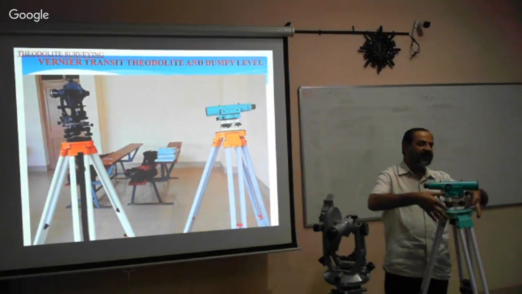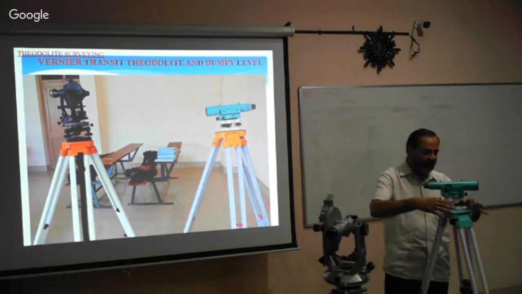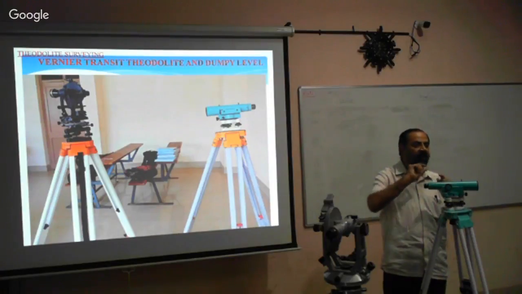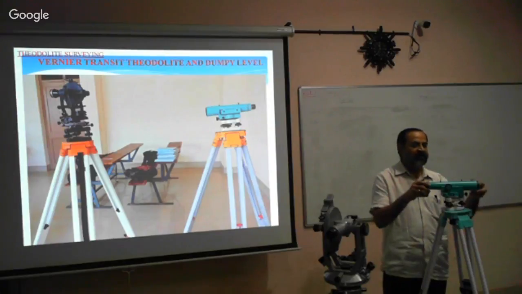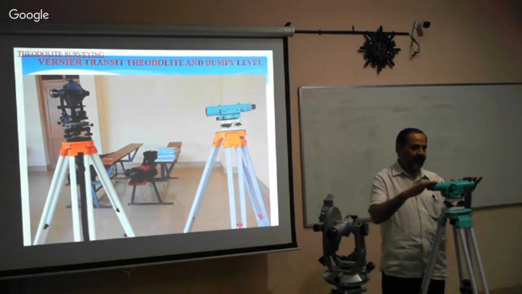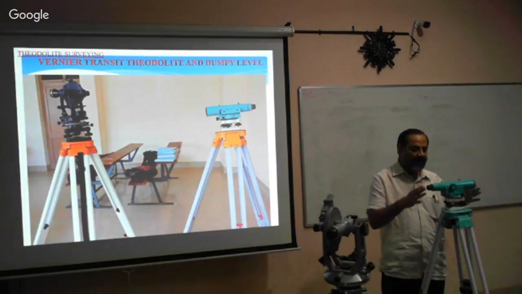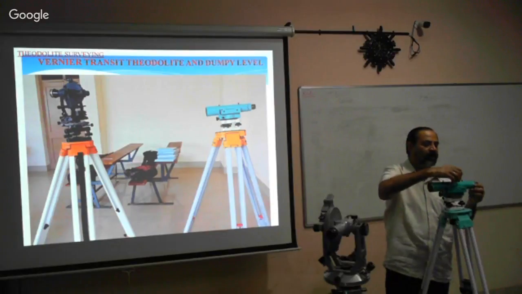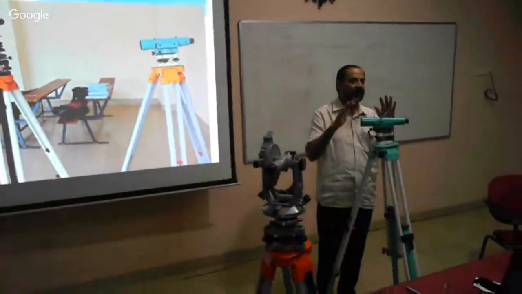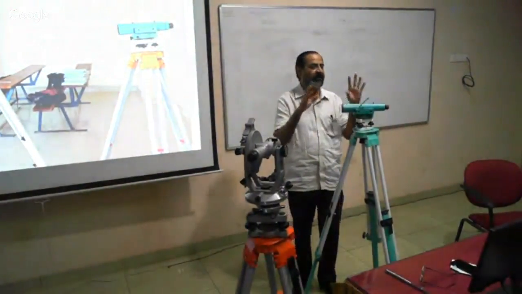The leveling head consists of two triangle plates, 1 and 2, kept apart, and in between them we have the foot screws. These are called the foot screws. And it is attached to the telescope. The telescope, the leveling head and the tripod make the level, and it also consists of a level tube. That is to level the instrument, to make the line of sight horizontal.